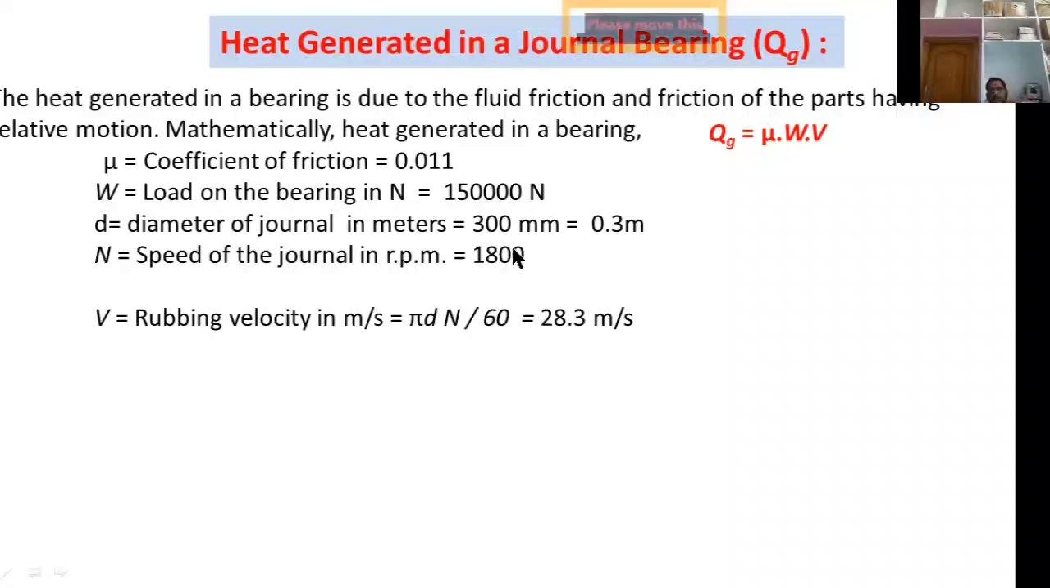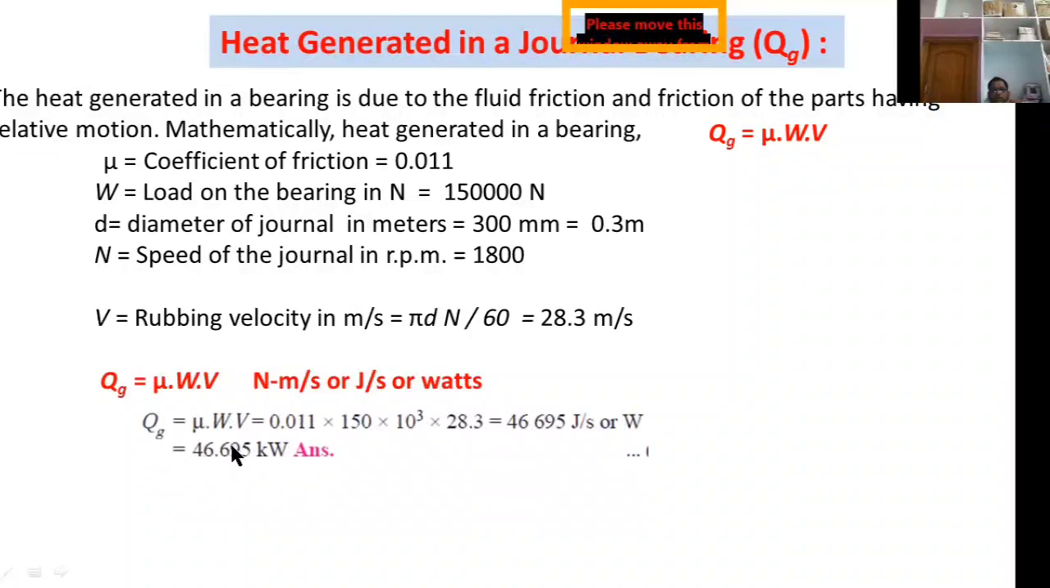Now you have to substitute the values of mu, W and velocity V in this formula. So here mu is 0.011 into load 150 kilonewtons, that is 150 into 1000, into velocity V equal to 28.3. Finally, we got the answer 46,695 joules per second or watts.